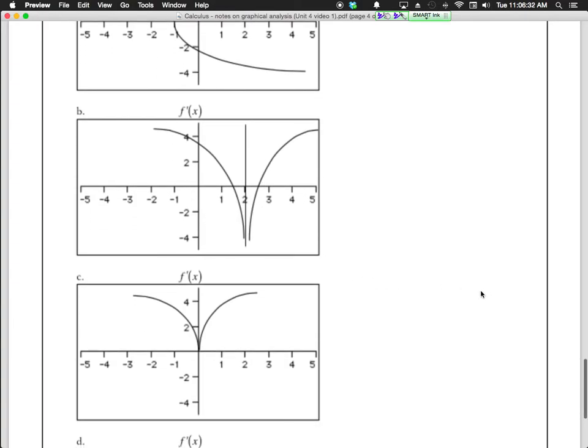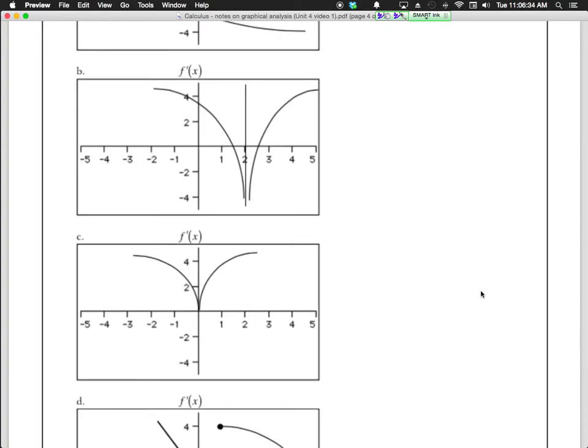B, Brady. Concave down from -2 to 2, and then concave up from 2 to 5. Any points of inflection? At x equals 2, because f prime of x changes from decreasing to increasing. Outstanding.